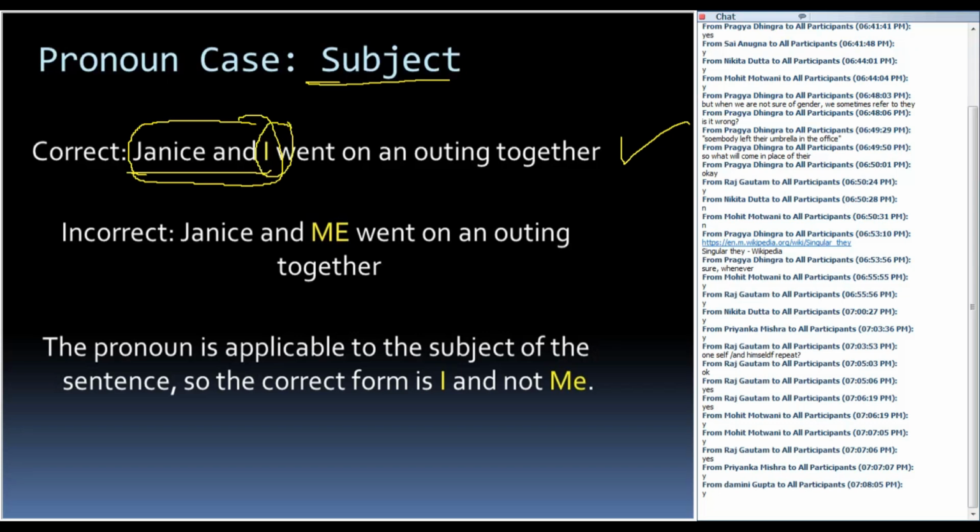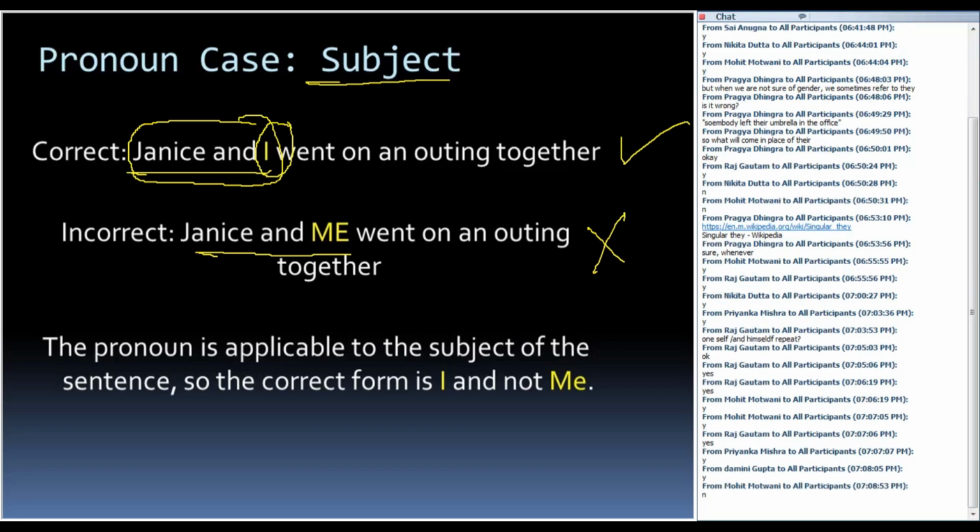Can I say Janice and me went on an outing? No. Why? Because me is not the subjective case. It is not the subjective case. So it is wrong. I cannot say Janice and me went on an outing together.